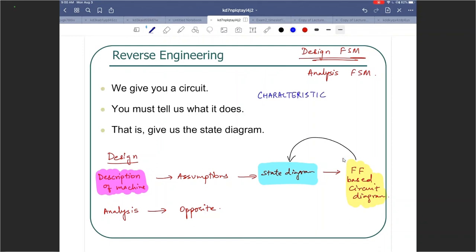Characteristic equations of flip-flops. That's what is a crucial element in this. Reverse engineering, we give you a circuit, you must tell us what it does, that is, give us the state diagram. So at least give us the state diagram. But in certain cases, you might be able to even comment about what that machine is intended for. In some cases, you might not be able to do that, but in some cases, you might be able to do it.